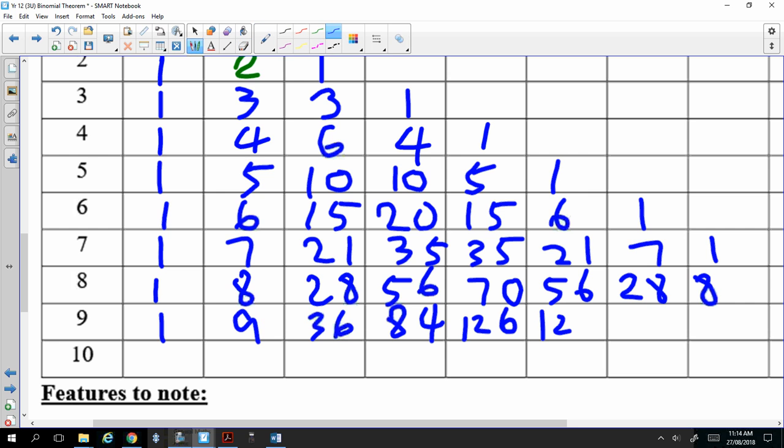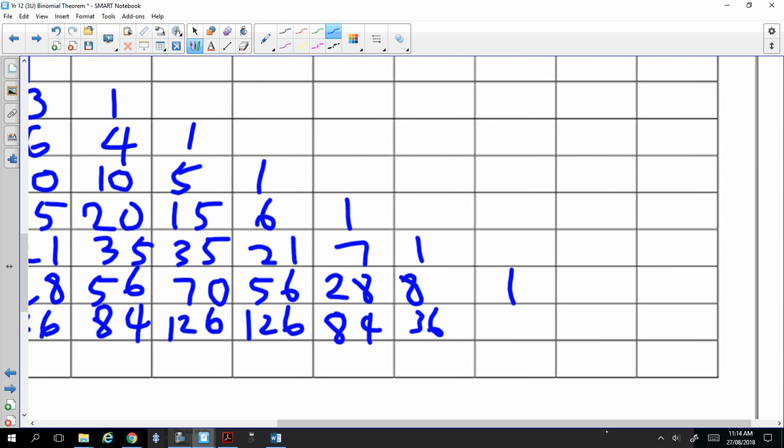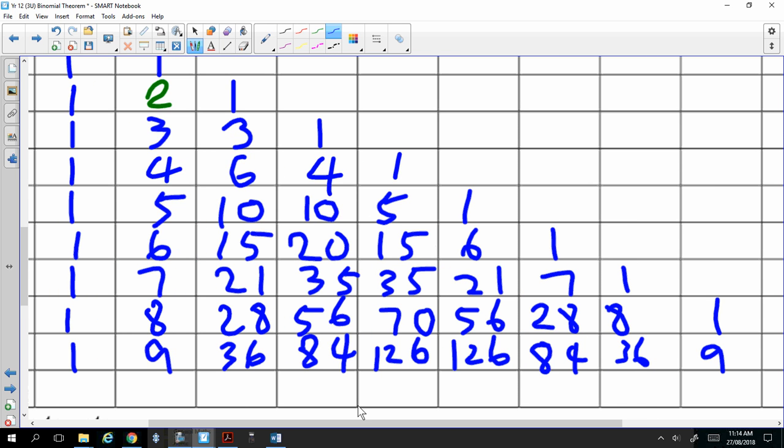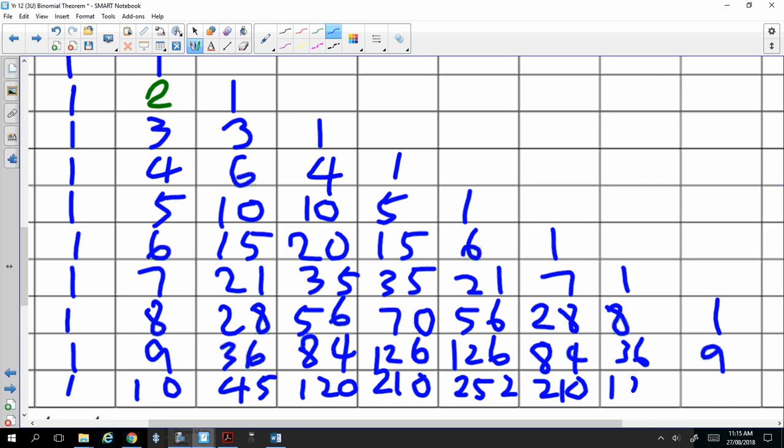84, 36, 9, and then 1. Alright, and one more row. Thank you. I'll just copy this. 1, 10, 45, 120, 210, 252. If you did it all yourself, very good. 10 and then 1. Okay, good.